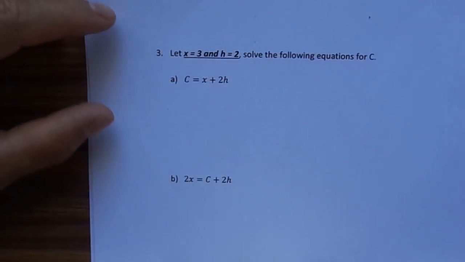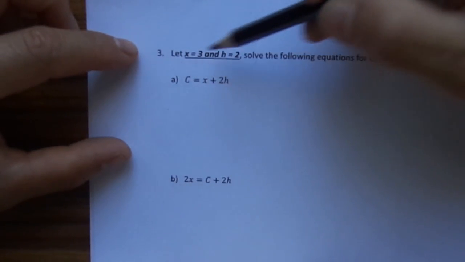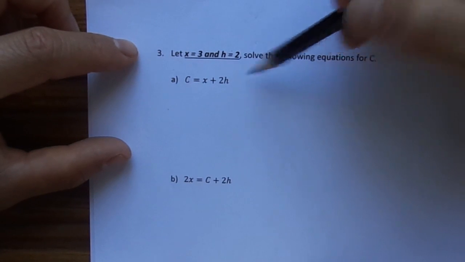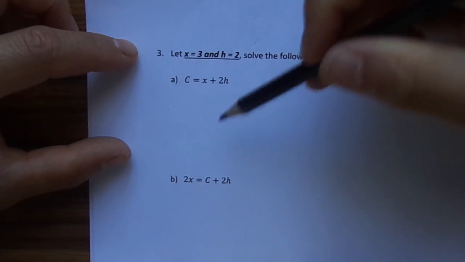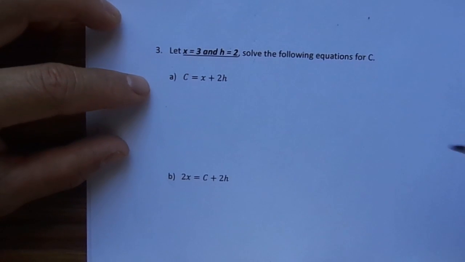Now, let's see. So number 2 is again another word problem, so I want you to try that on your own. And for question 3, A, B, C, and D, I tell you that the x value is 3 and the h value is 2. I want you to solve for C for each of these scenarios. I'll do the first one for you.